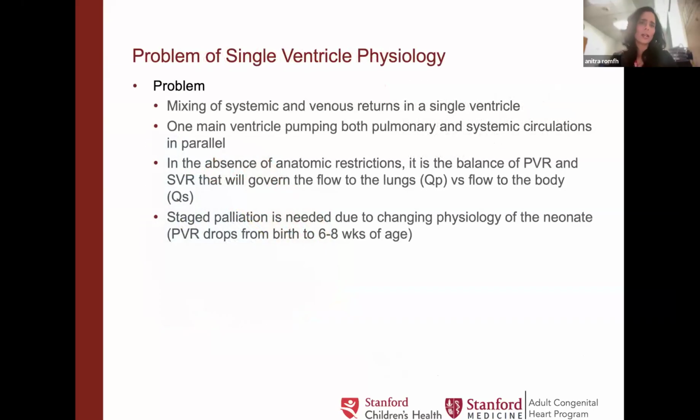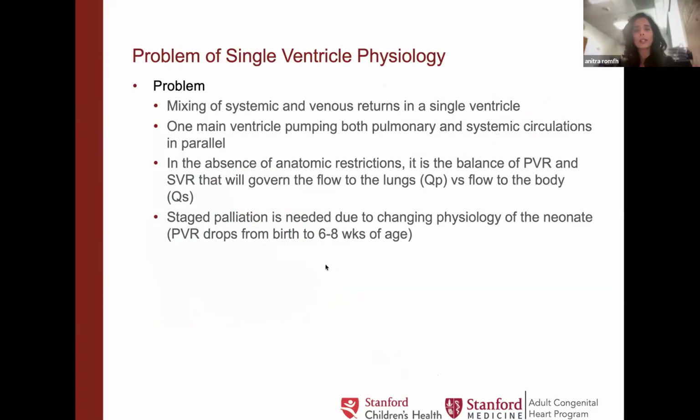So what's the problem here? Obviously, the problem of single ventricle physiology is that you have mixing of systemic and venous circulations in a single ventricle. So one main ventricle is pumping to both pulmonary and systemic circulations in parallel. And in the absence of anatomic restrictions, it's really the balance of PVR and SVR that will govern flow to the lungs, QP, or flow to the body, QS.